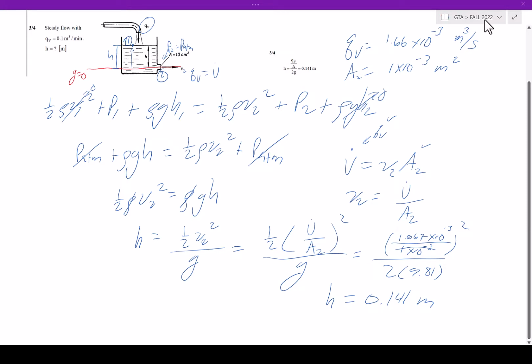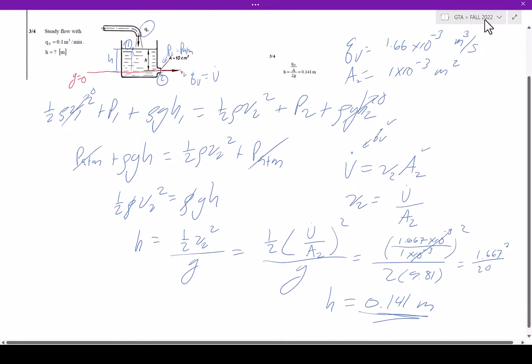So actually, what happens here is this will cancel with this times 10 to the negative third, and so when you work out the math, it should give you a good answer. So it's essentially just going to be 1.667 squared over about 20. And that'll give you something close to this number right here.